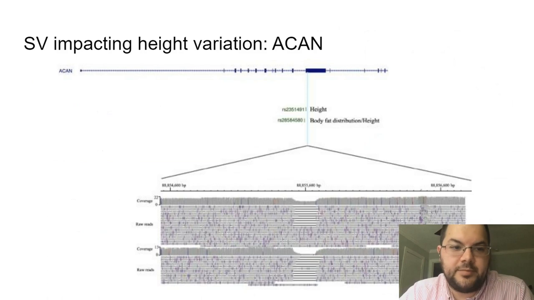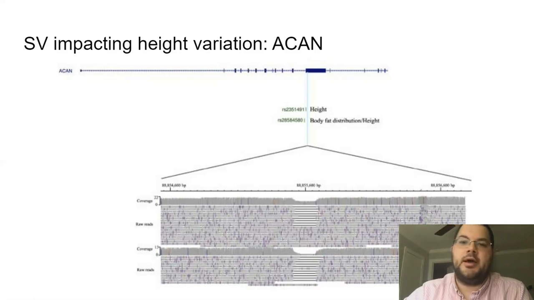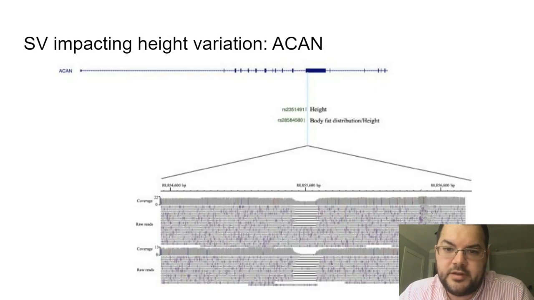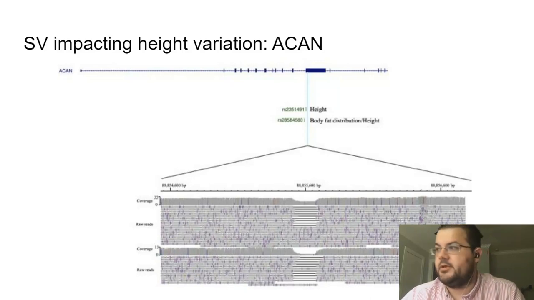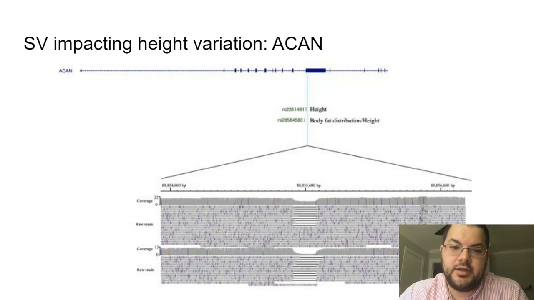One of the examples that I want to highlight here is interesting. This is a small deletion in ACAN. It is a 172 base pair deletion of exon 12 in ACAN. And ACAN is a known gene that impacts human height. Mutations of that gene have been highlighted to have exactly this kind of impact. As you can see here, there are two SNPs associated with height and body fat exactly at this locus. And the deletion that we identified is actually quite common in the population. It's a 28% allele frequency in our VCF file.